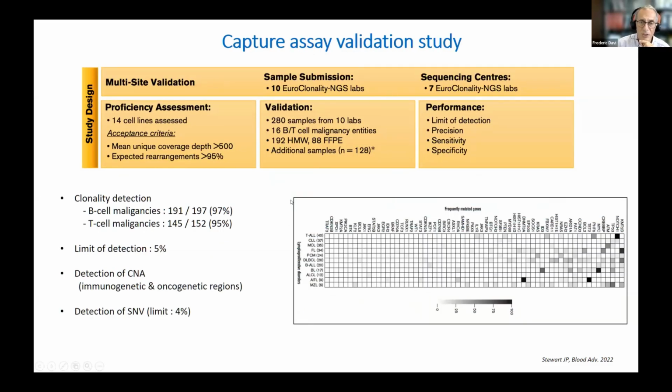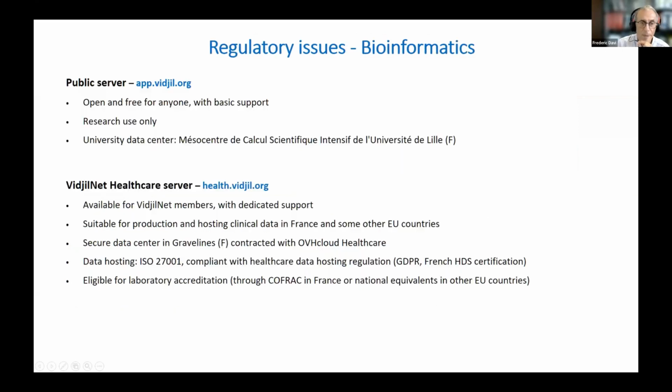There was a validation study done by 7 labs, and this showed a very good ability to detect B-cell malignancy and T-cell malignancy. The limit of detection was 5%, and as I told you, you can detect copy number alteration and single nucleotide variants at the same time. Here is a map of the variants which were detected in this collection of tumors, and there are about 70 genes on the panel.